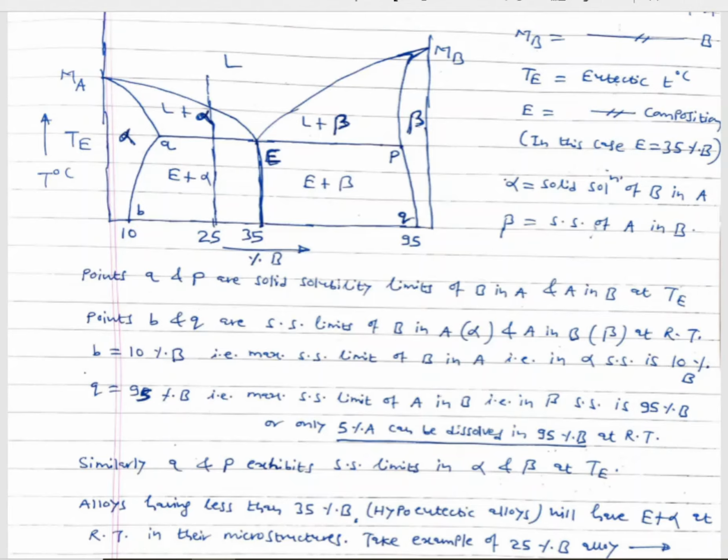Then MA, that is melting point of metal A, small a, capital E, small p, and MB, this curve or this region is known as solidus curve. At and below this temperature it is 100% solid.